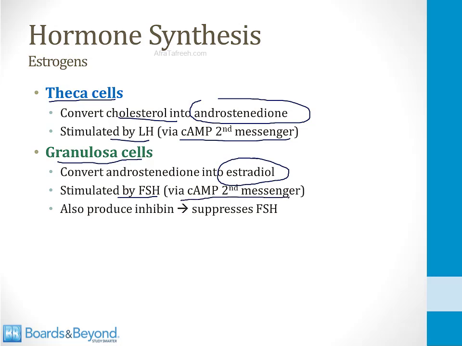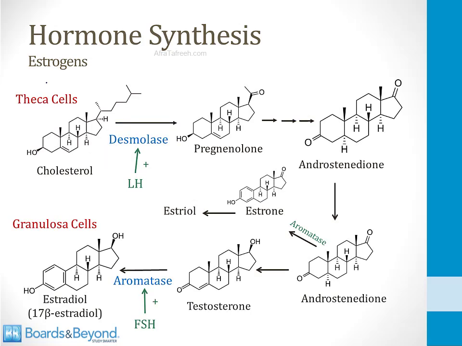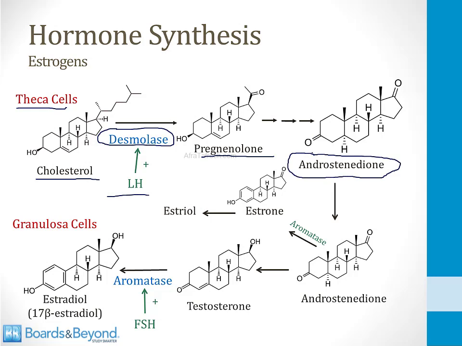And in addition to estradiol, the granulosa cells also produce inhibin, which can feed back and suppress pituitary release of FSH. This slide shows the biochemistry involved in synthesis of the estrogen hormones. The process begins in the theca cells, which take up cholesterol and convert cholesterol into pregnenolone. The enzyme that catalyzes this step is called desmolase, and it can be activated by luteinizing hormone. Pregnenolone then goes through a series of steps and is converted into the androgen androstenedione.